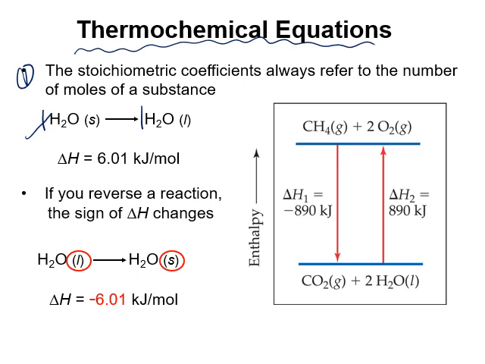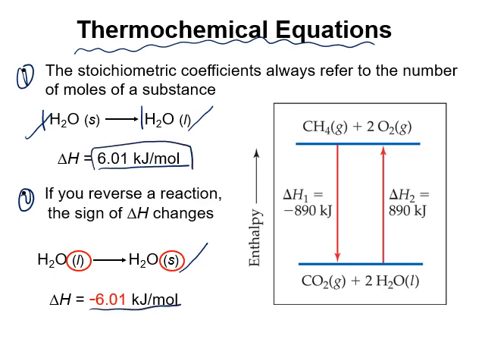Point number 2. If you reverse the reaction, the sign of delta H changes. For example, the first one is a solid changing to liquid. The second equation, however, is basically the reverse of the first one, where your liquid converts back to solid. I want you to compare the delta H.